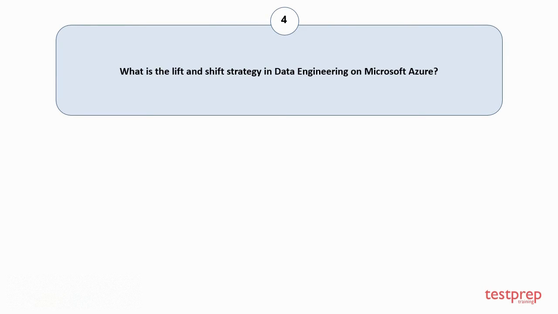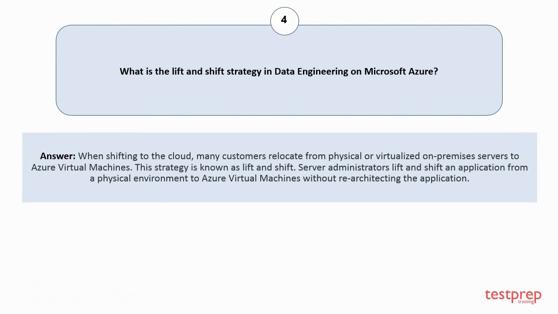Question number 4, what is the lift and shift strategy in data engineering on Microsoft Azure? Your answer is: when shifting to the cloud, many customers relocate from physical or virtualized on-premises servers to Azure virtual machines. This strategy is known as lift and shift. Server administrators lift and shift an application from a physical environment to Azure virtual machines without re-architecting the application.